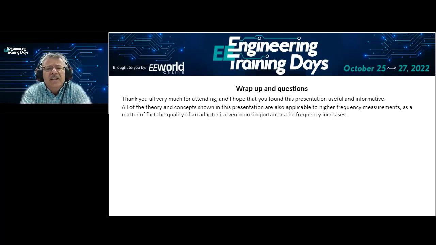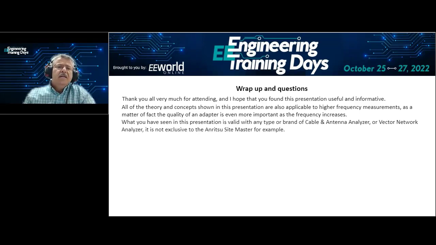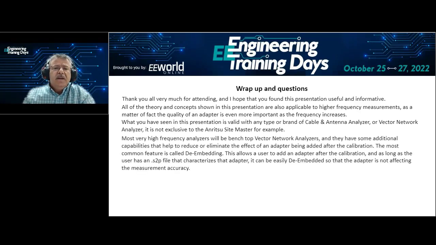All the theory and everything in here, as I mentioned earlier, applies to higher frequency measurements. So if you're working in a lab with a benchtop vector network analyzer and you're sweeping up to 40 gigahertz, well, guess what? If you have to put an adapter on and you can't calibrate it out, the quality of that adapter becomes even more critical. Now, vector network analyzers have some additional features that you won't find in most cable antenna analyzers. They have a feature called de-embedding. I don't know if I listed it in here. Yes, here it is.